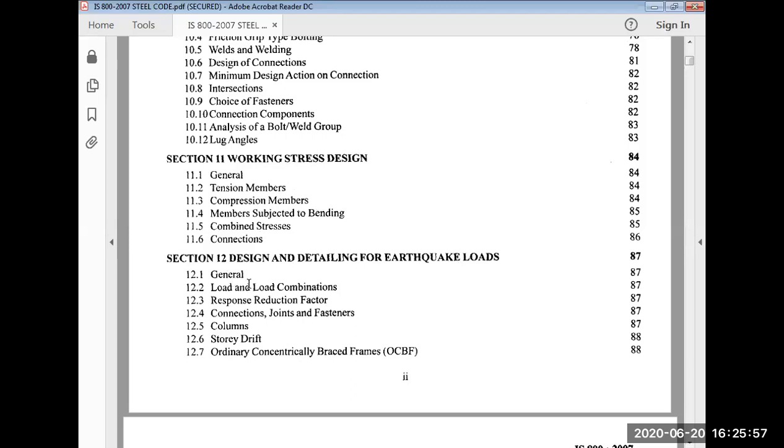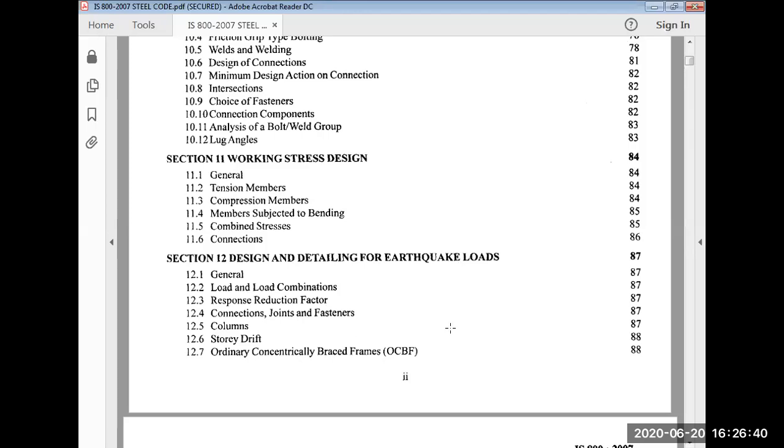Then section 12, design and detailing for the earthquake load. Generally dead load, live load, or wind load, these are the loads we can see here. Dead load is the self weight of the member. Then live load, the moving load. Wind load, whatever wind speed in that area, we can calculate wind load. But how we can calculate or consider the earthquake load, that consideration is also given in section 12. And the earthquake load is the horizontal load, meaning our building will shake when an earthquake occurs.